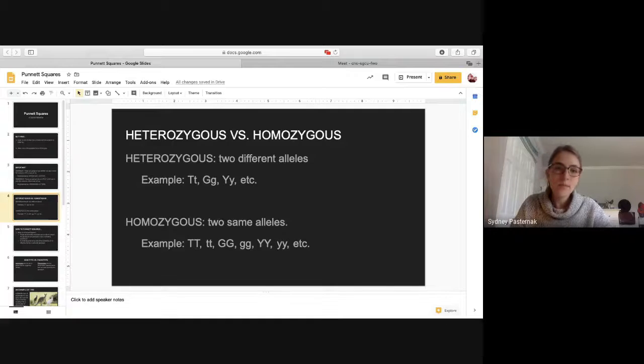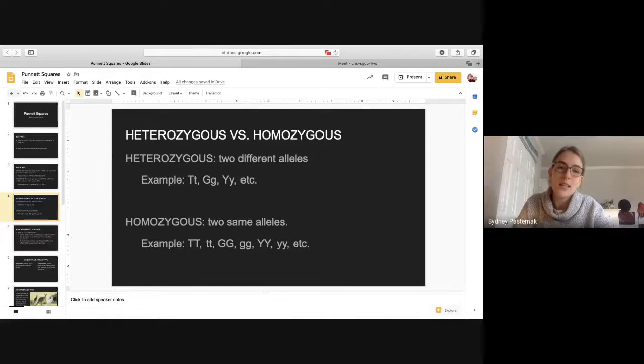So heterozygous means that they're two different alleles. And so you're going to have one dominant and one recessive allele that are heterozygous. An example of this would be a big T little t, or a big G little g, or a big Y little y. That combination of uppercase to lowercase letters just tells you that there is a dominant with a recessive allele that are together, making that heterozygous.